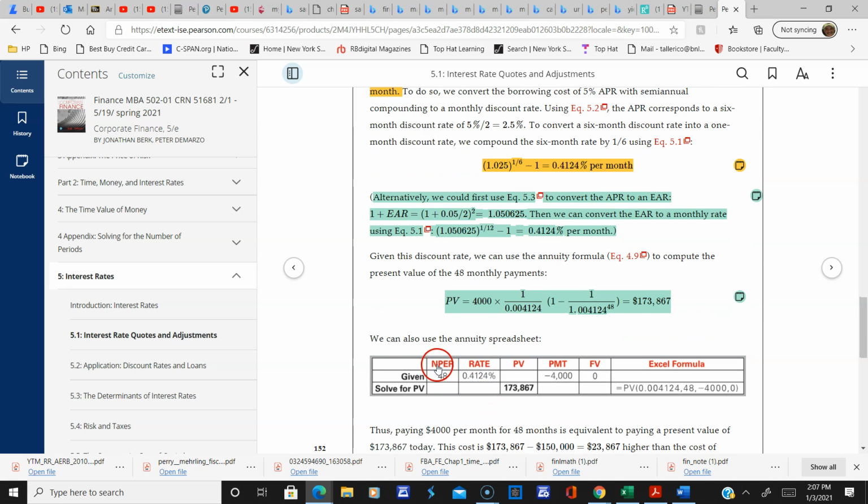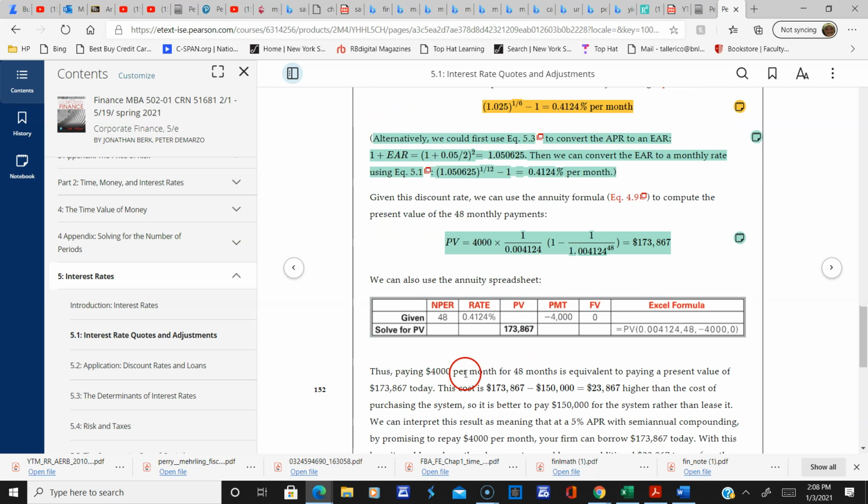And how we would do that in Excel, it's so simple. 48 months. The only thing we have to know is we had to convert this rate right here. This is the rate, right? And here's the payment we made. And we're paying $173,867. So you could either use this equation or use Microsoft Excel. But the tricky thing is you got to get the monthly rate, okay? Because of the compounding problem.